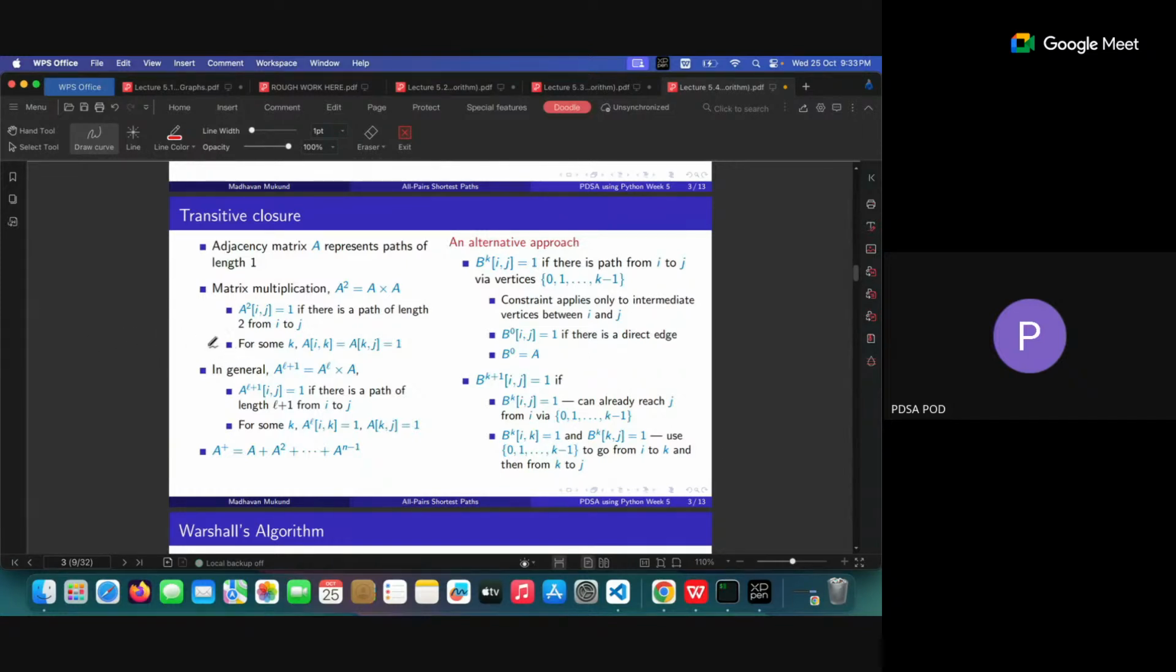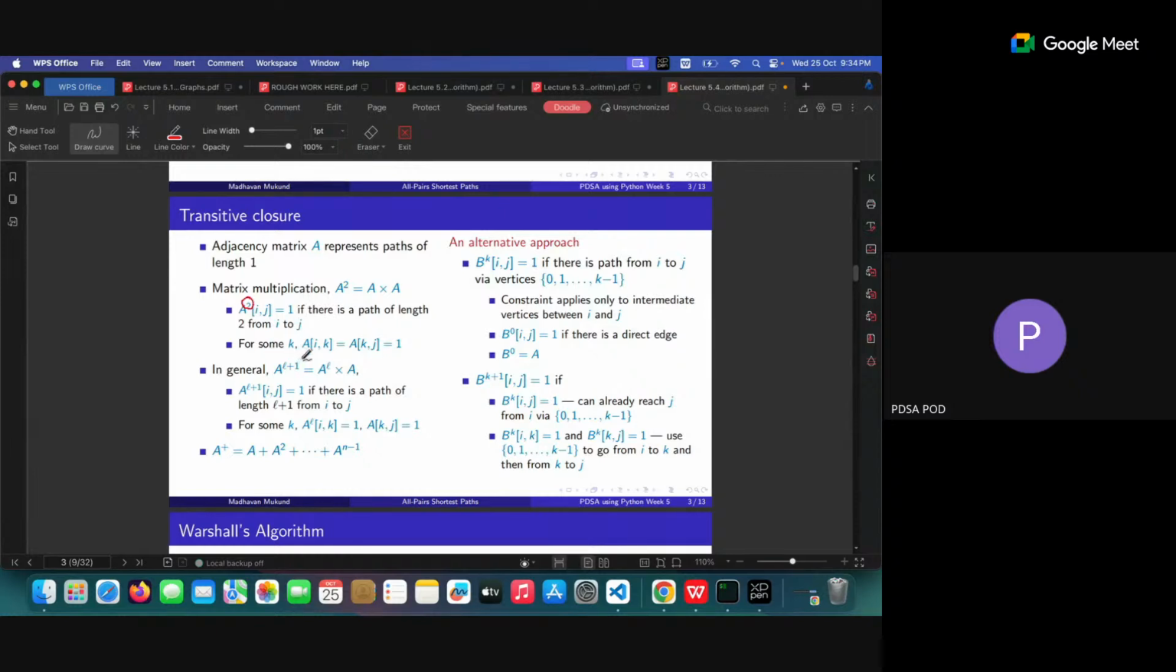See, look at here. We have a matrix multiplication. A squared is equal to 1 if there is a path with length 2. So what does 2 represent? To reach from I to J, we require that 2 edges have to be passed. That's the meaning of that. A squared of I J equal to 1 means there is a path between I and J, but you need to traverse with a length of 2.